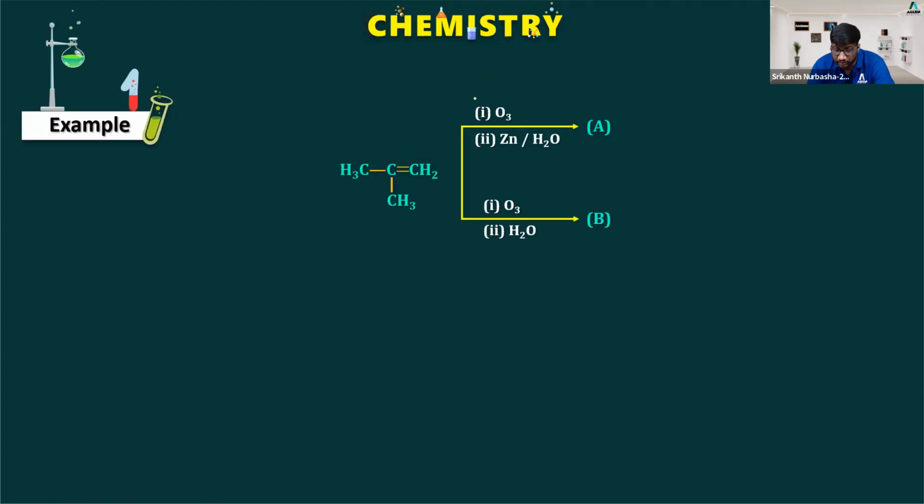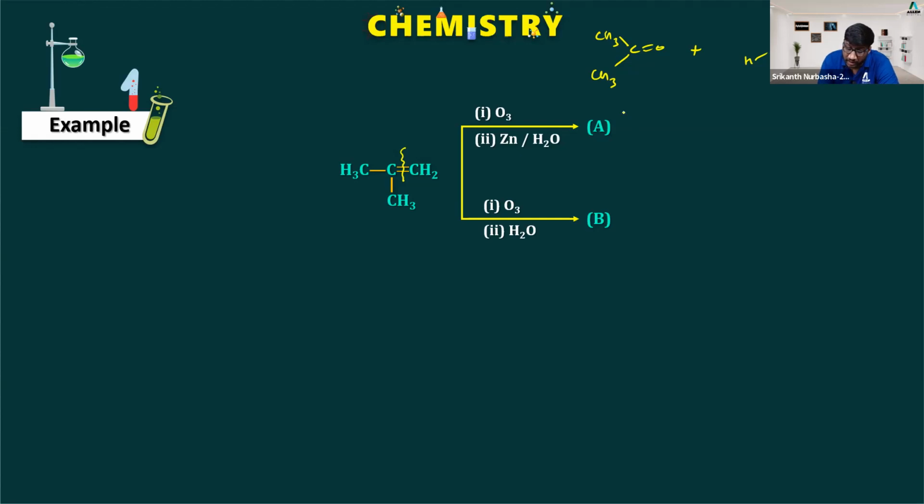Try to solve this question. CH3, C double bond CH2, O3, zinc and H2O means reductive ozonolysis. Reductive ozonolysis means you can cleave both the bonds, and to each carbon you have to connect a C double bond O. What is A? CH3, C double bond O, CH3 plus H, C double bond O, H. This is the set of products in A.